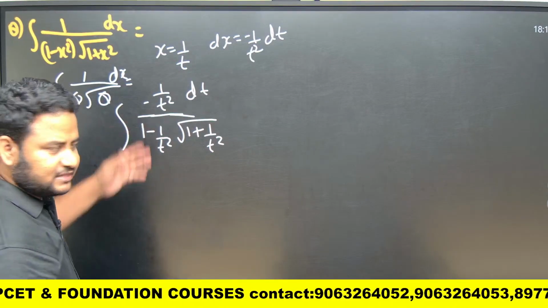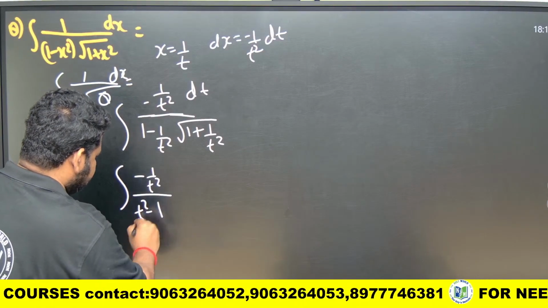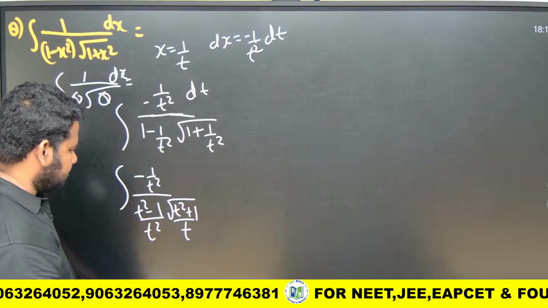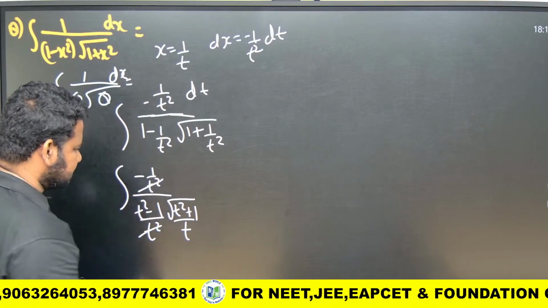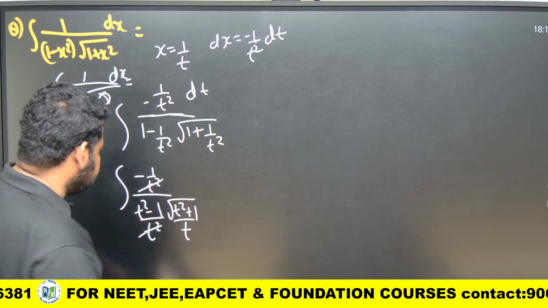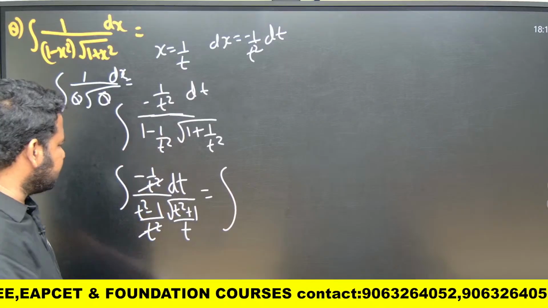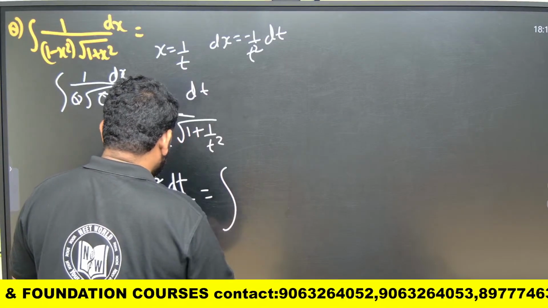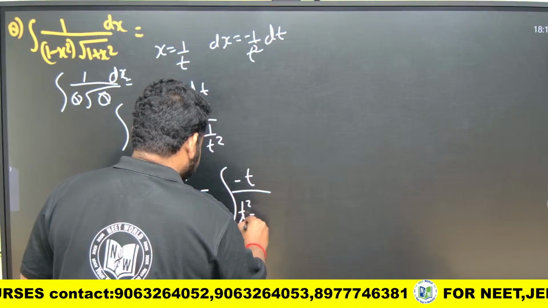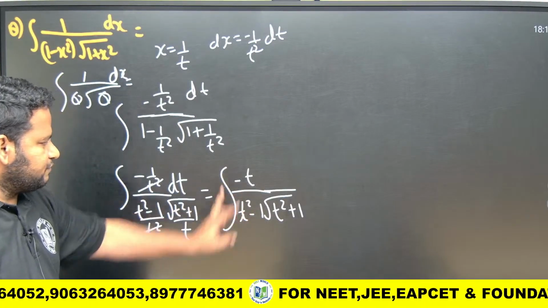Now on simplifying this, I will have 1 minus 1 by t square divided by, this will be t square plus 1 by t square, so square root of t square plus 1 by t. Now this t square and this t square will cancel. The t will go up, and dt will be there. Okay, this will become minus t dt by (t square minus 1) into square root of t square plus 1. This is what I have.